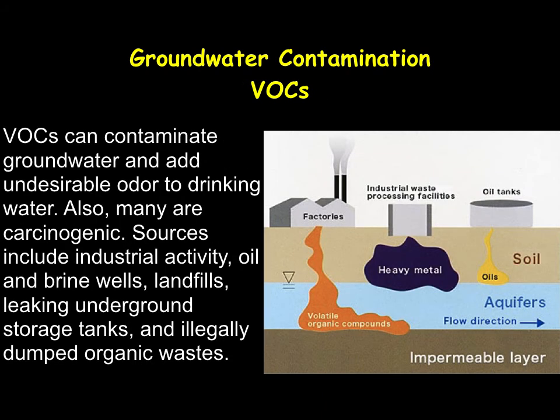Another thing that can contaminate groundwater is volatile organic compounds, or VOCs. These add an undesirable odor to drinking water. Some of them are also carcinogenic. They come from industrial activities, landfills, underground storage tanks, and illegally dumped waste. These are another compound that can get in the water and cause a lot of problems.